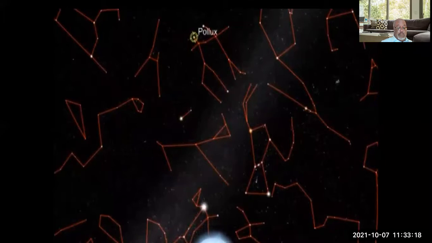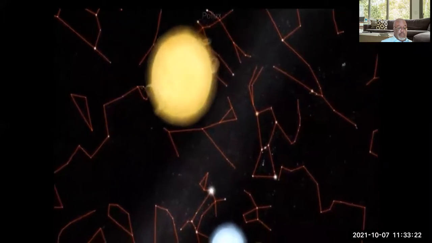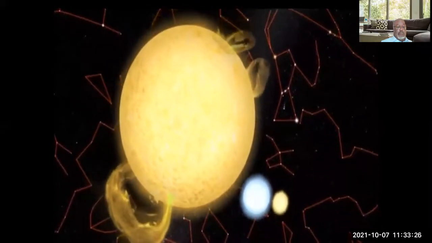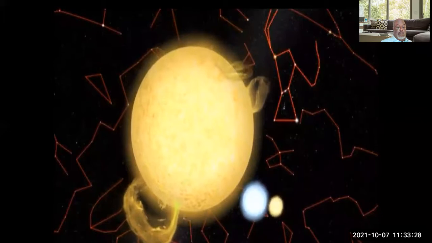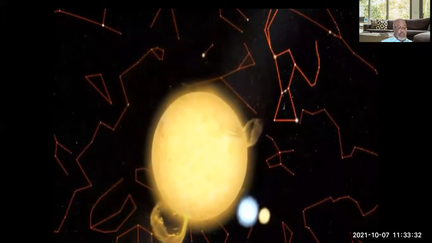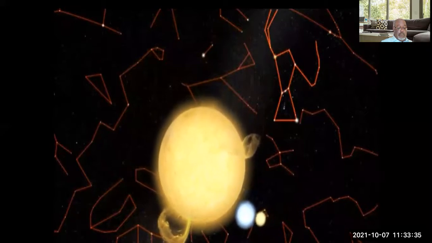Pollux is a member of the constellation Gemini. It is a giant star, nearly 10 times larger than the Sun in diameter. The constellation Orion is a familiar sight in our winter sky. It has a number of stars even larger than Pollux.